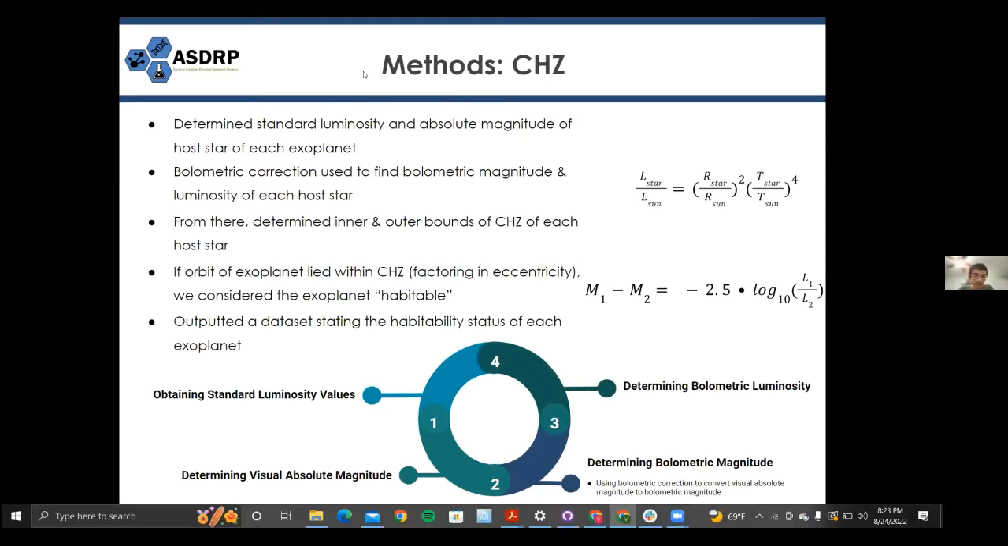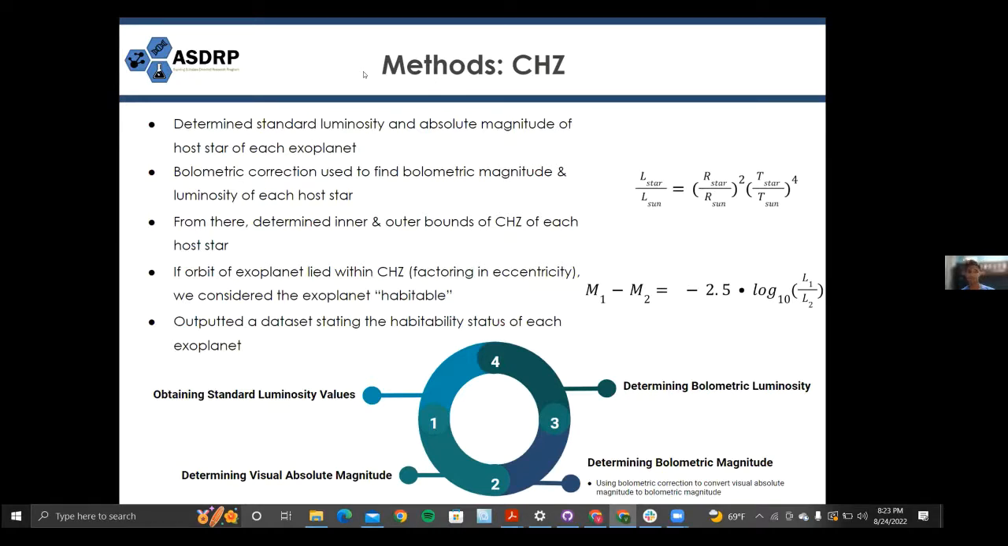So our next method was CHC, which, as mentioned earlier, is a circumstellar habitable zone. Our first step within the CHC was determining the standard luminosity and absolute magnitude of a host star for each exoplanet. This standard luminosity can also be referred to as the stellar luminosity. Then we used the bolometric correction to find the bolometric magnitude and luminosity for each host star specified. It can be inferred that the bolometric correction varies between planets with different luminosities and different host stars.